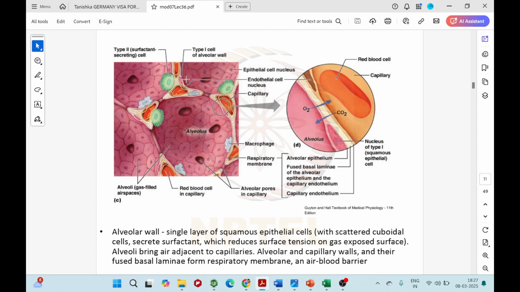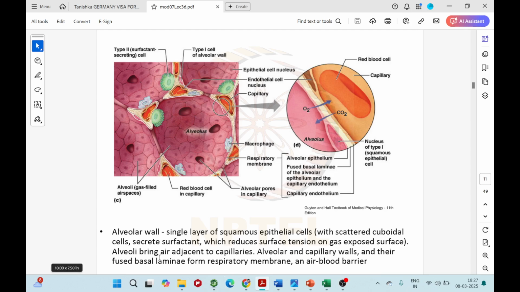So to decrease the surface tension, these type 2 surfactant cells are there, which secrete the surfactants. Surfactants are nothing but a mixture of lipid molecules, which are different types of phospholipids, or basically detergents. So these surfactants reduce the surface tension on gas exposed surfaces.